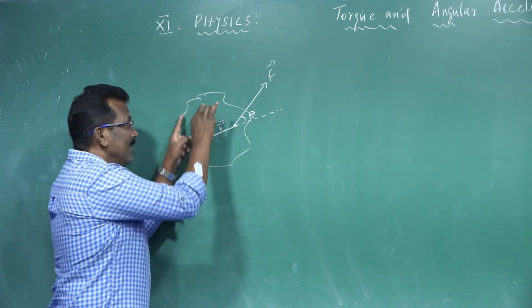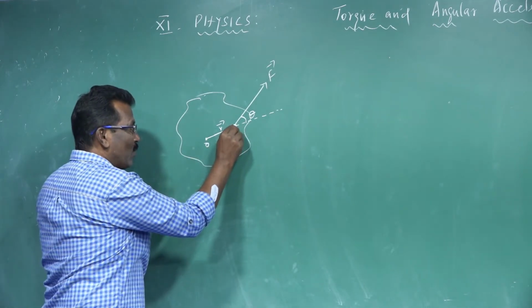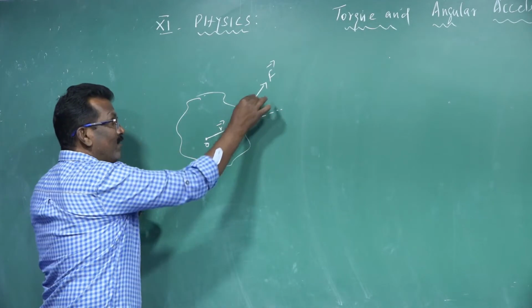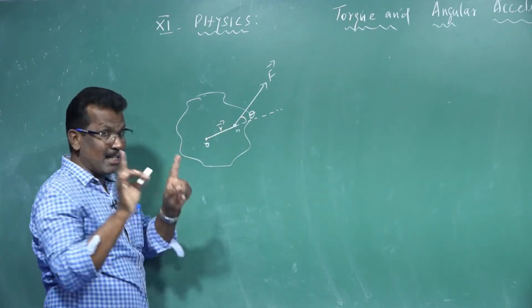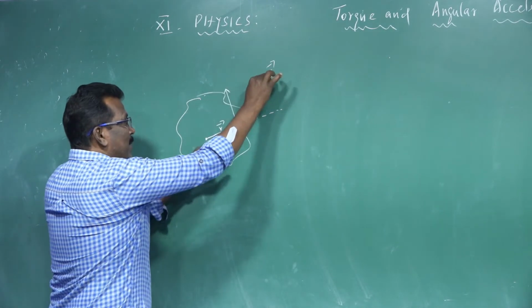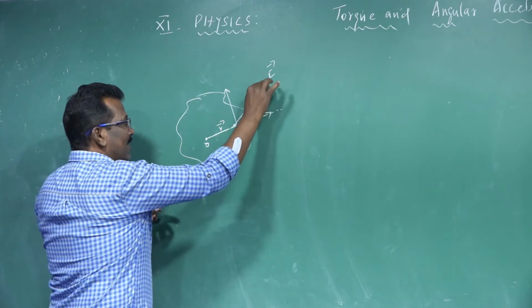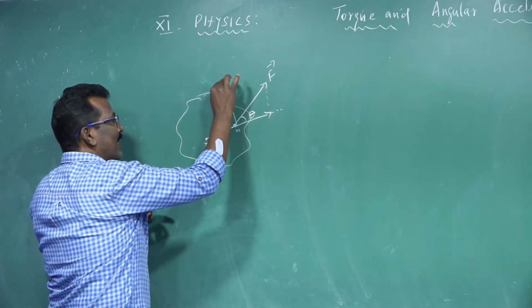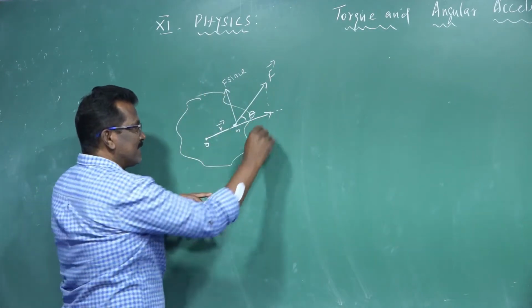Let us consider the body consists of n number of particles. We are taking only one particle, which has mass m, where the force is applied. The force has been resolved into two components, one perpendicular and another parallel. This is theta. This is the opposite angle, so it is sine: F sin theta. And this one is F cos theta.